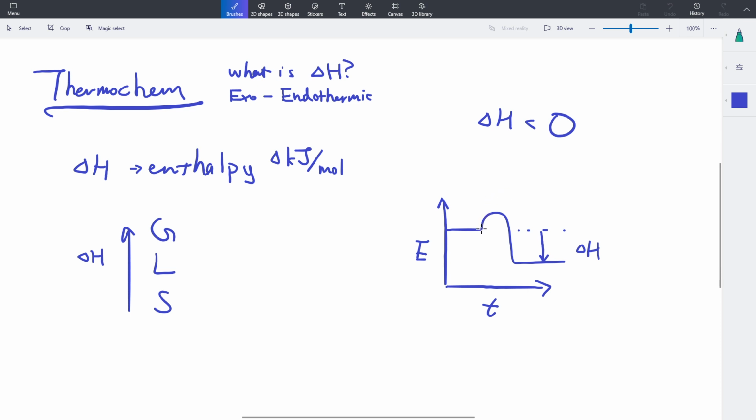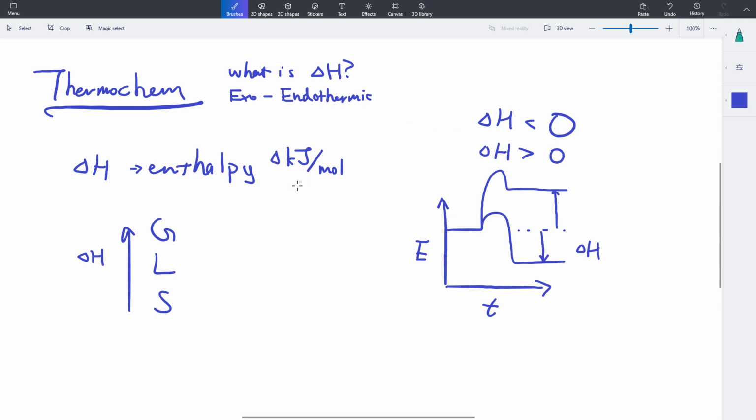Okay, so the opposite is also true. I'll draw it just like that. In this case, we've actually risen in energy level. So that means delta H is greater than 0. And that means it's now endothermic, because the environment is giving our system energy.